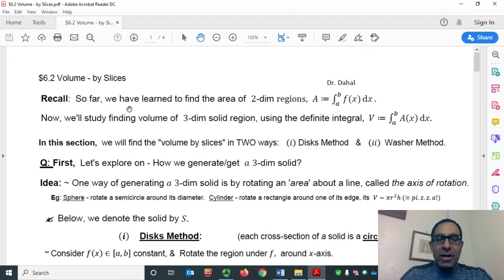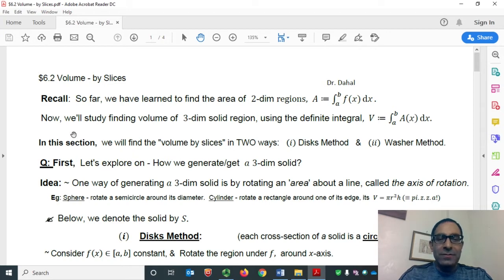So far we have learned to find the area of two-dimensional regions using definite integrals. The formula is area equals the definite integral of f(x) from a to b. Here f(x) is a height, so we integrate the height over [a, b]. This gives us the area.